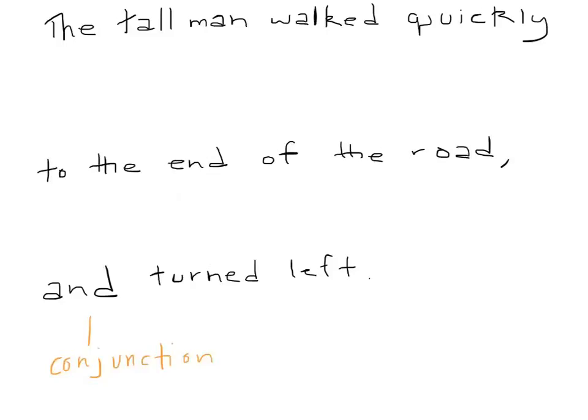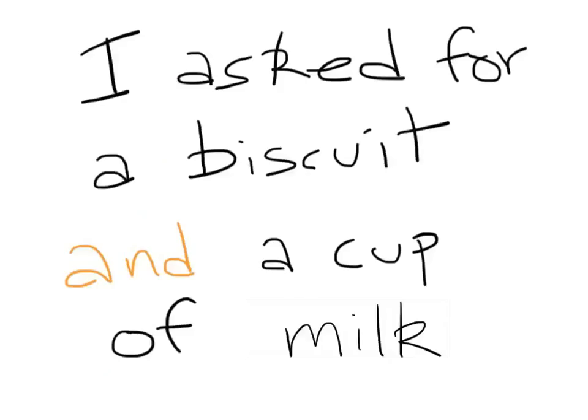Conjunction. This is the last type of word left in the sentence, and it is very basic. It joins two parts of a sentence. The most common ones are and, but, and or. What does it mean to say that these words join two parts of a sentence? Well, take a look at this sentence. I asked for a biscuit and a glass of milk.